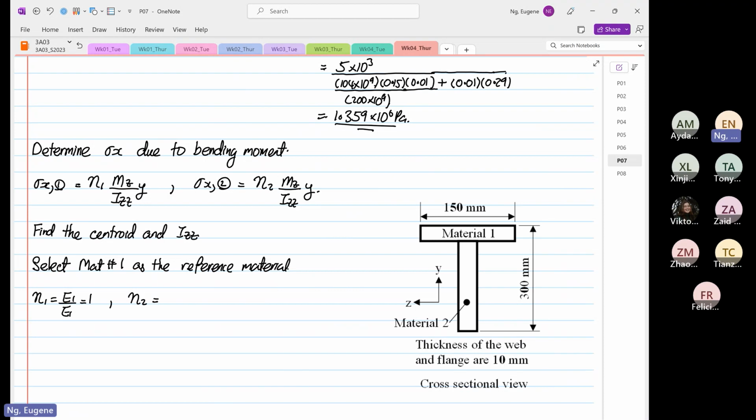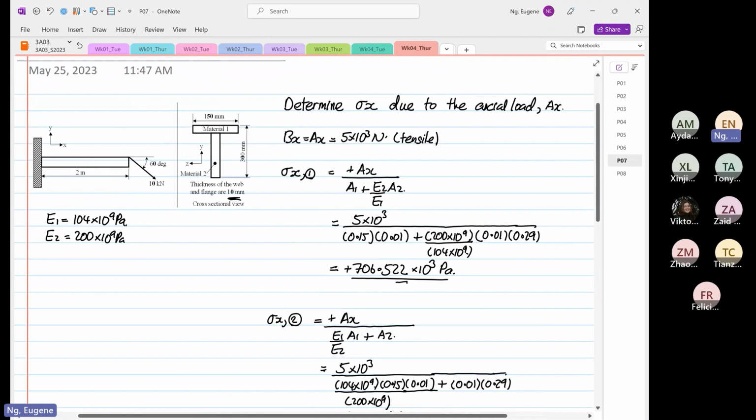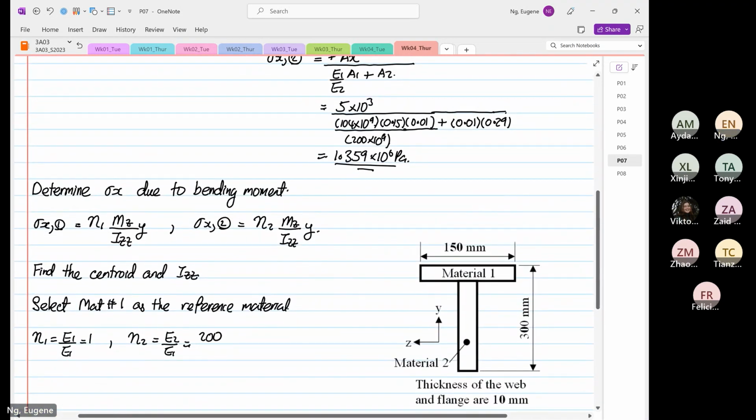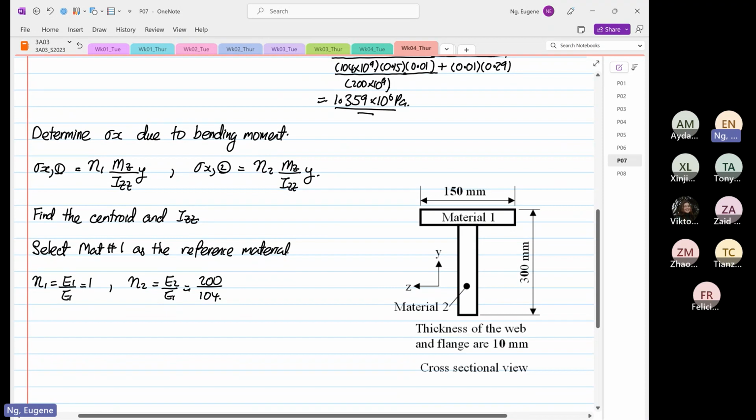N2 is equal to E2 over E1. Just to recall, E2 is equal to 200 over 104. So this is equal to 200 over 104. Okay, so we're going to find the position of the centroid.